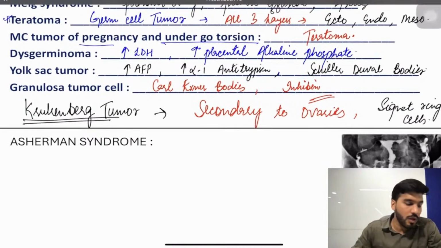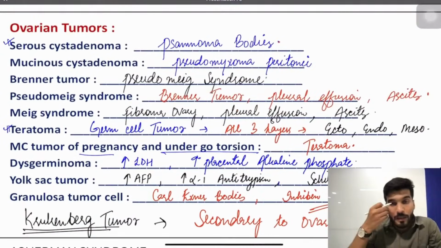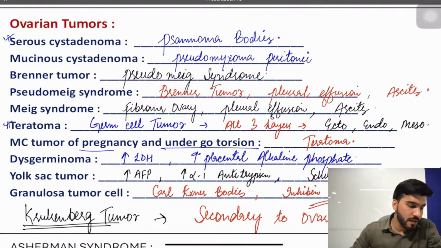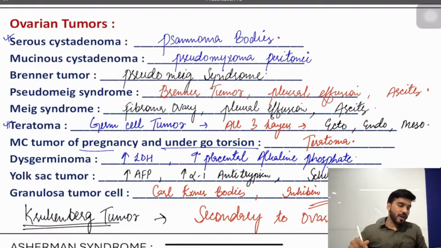Okay, so this is all about the ovarian tumors. Is that clear to everyone? Yes, write down in the comment section, bache. Followed by that, we discuss the Asherman syndrome. So one word about each cancer so that you can remember in a quick manner.